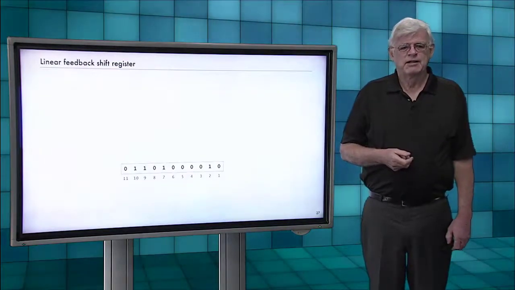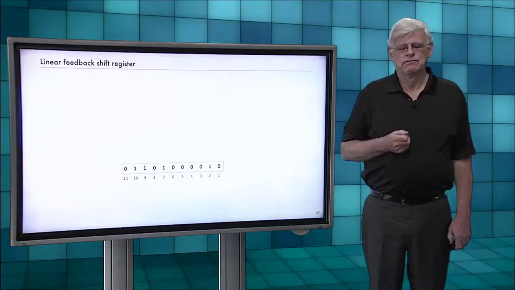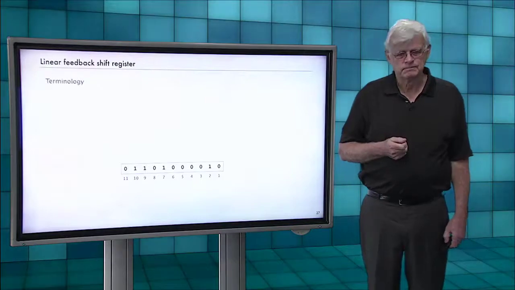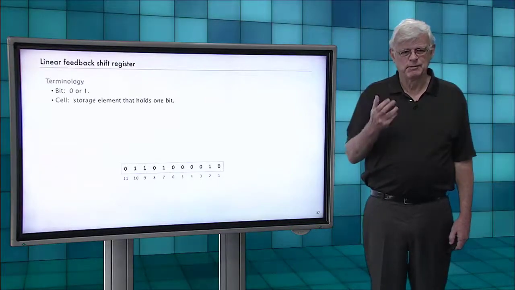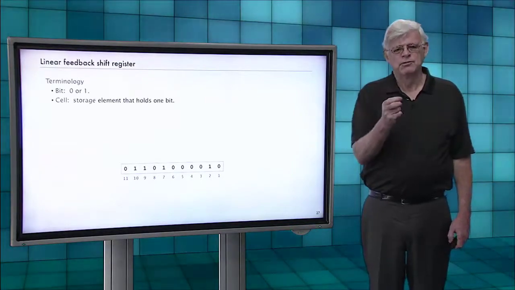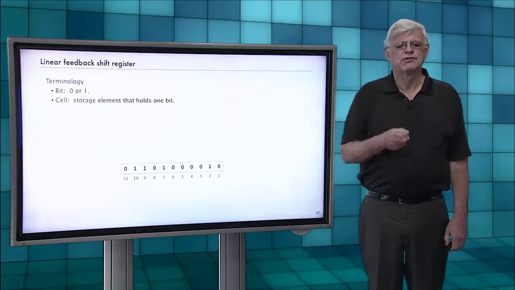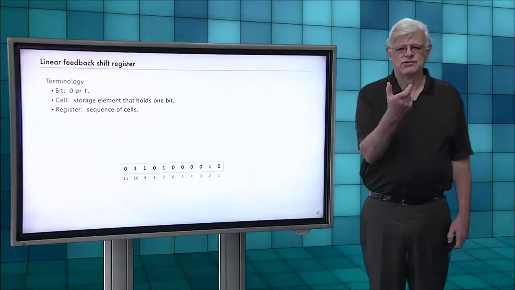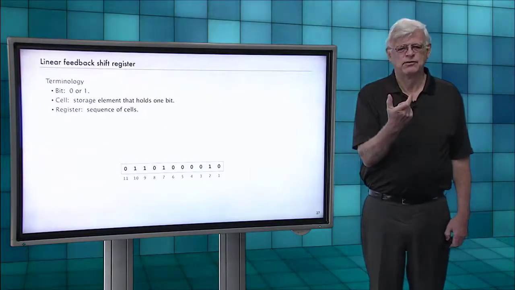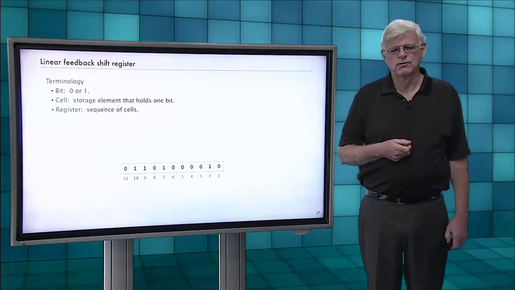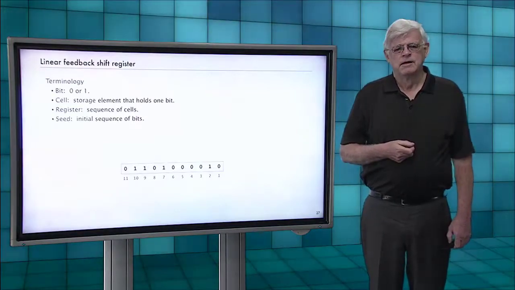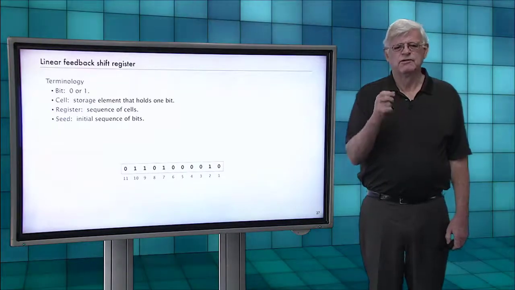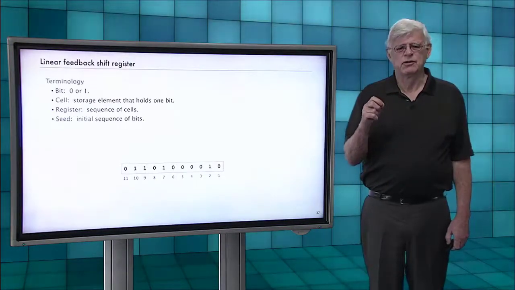So let's look at our method for generating a long sequence of pseudo-random bits. It's called a linear feedback shift register. A little bit of terminology, so we talked about bits. Our machine holds bits in cells. It's a little storage element that holds one bit. A register is a sequence of cells. So this is a register with 11 bits in it. And we have a thing called a seed. That's going to be our short key. It's an initial sequence of bits that are stored in the register.